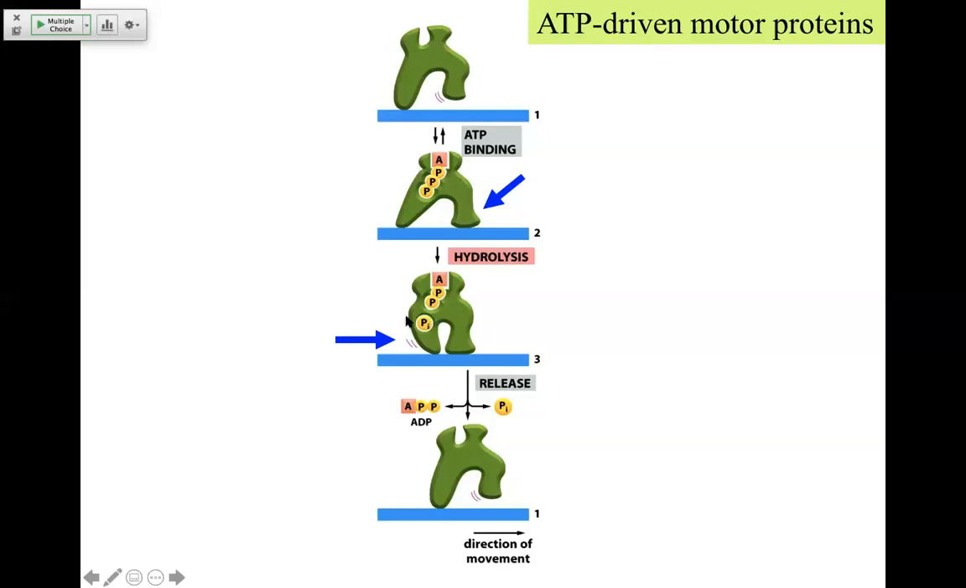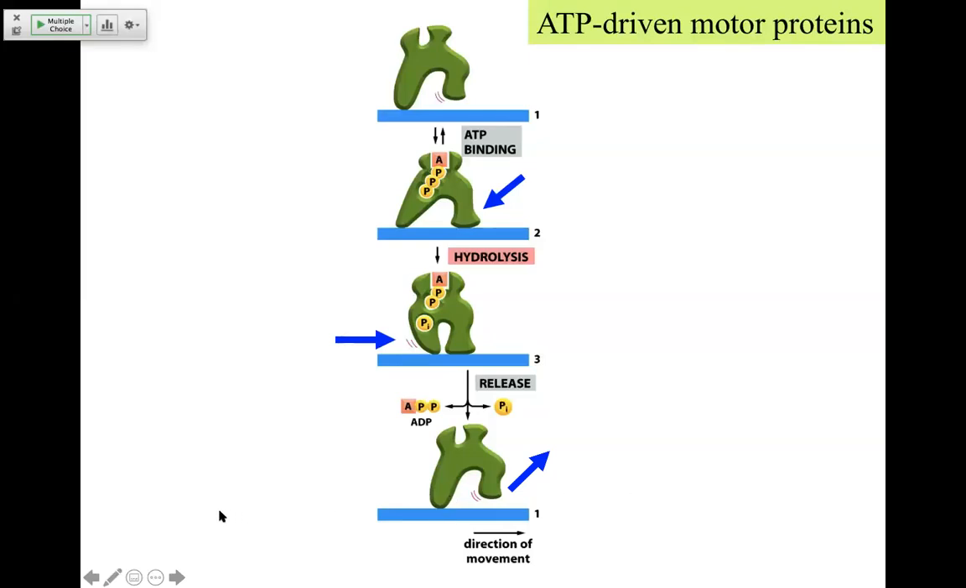That hydrolysis causes a different change in shape of the motor protein. And then the ADP and inorganic phosphate products of that hydrolysis will be released from the motor protein, and that causes a return to the original shape. Right? This sequence of events of binding, hydrolysis, and release over and over again causes these repeated shape changes that results in directional movement.